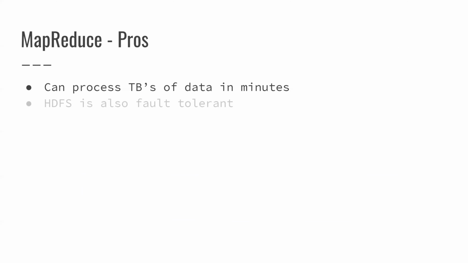And so a couple things about the pros of this. You can process terabytes of data in potentially minutes. So it's very simple to deal with massive amounts of data compared to a single machine trying to churn through it, because instead you're distributing its workload across tons and tons of computers.